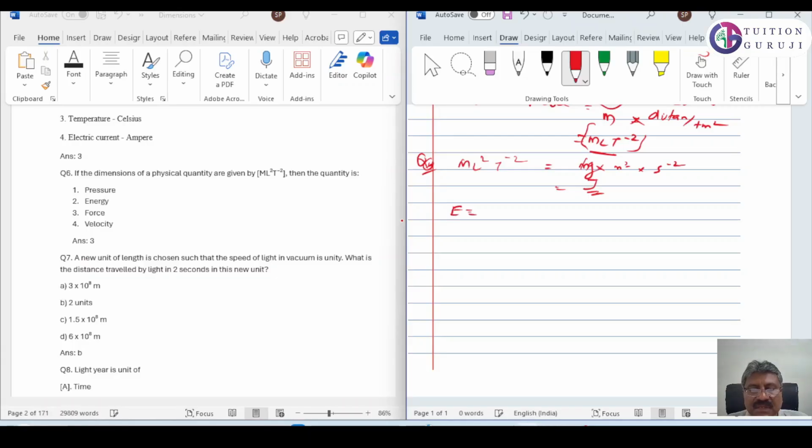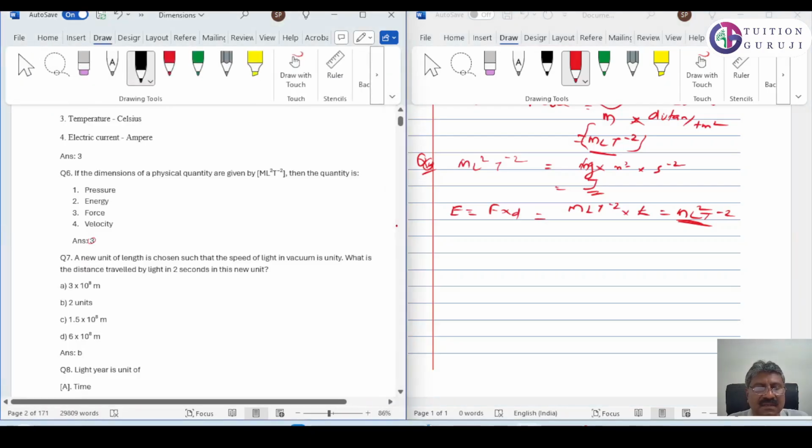Energy is equal to force into distance. Force, just now we have derived, M L T raised to minus 2, into L means M L square T raised to minus 2. This is nothing but energy or work. Work and energy are the same. So it is energy. So the answer given here is not correct. This is not 3. This is actually 2.